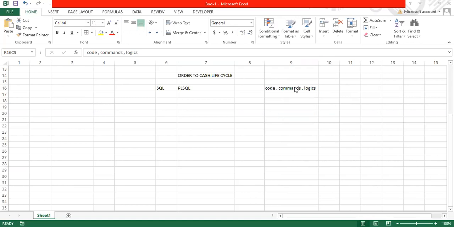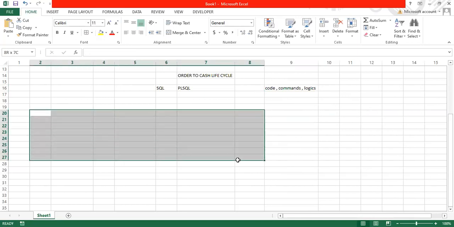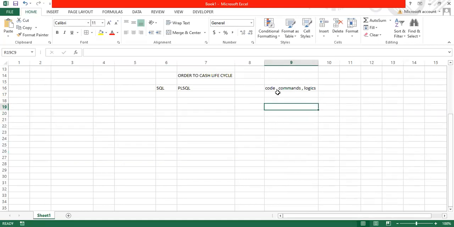So usually where do we write this logic? We will not be able to write the logic over an Excel sheet, right? We will not be able to write our code in Notepad. That will not help us, right? So does anyone have any idea where we write our code, commands, and logic in SQL and PL/SQL? Okay, in a database, that's good. Like in which database? What is the database name?